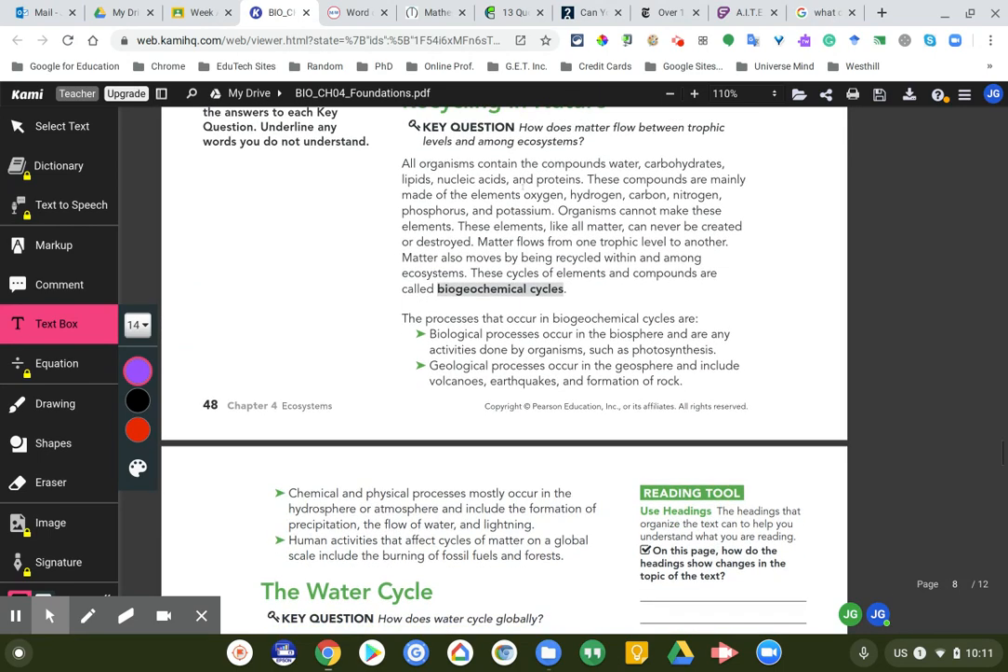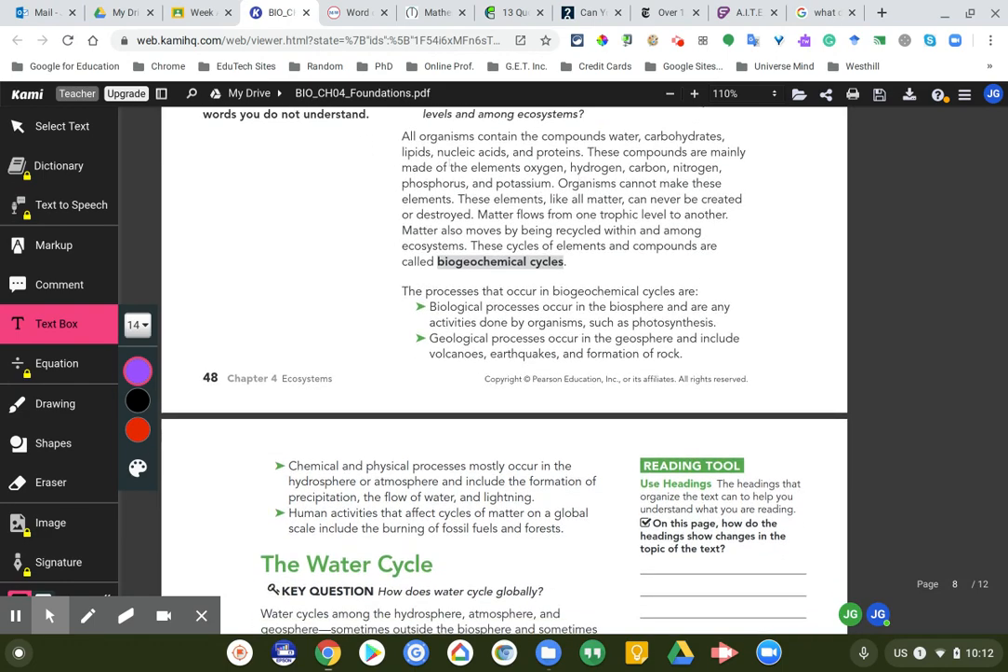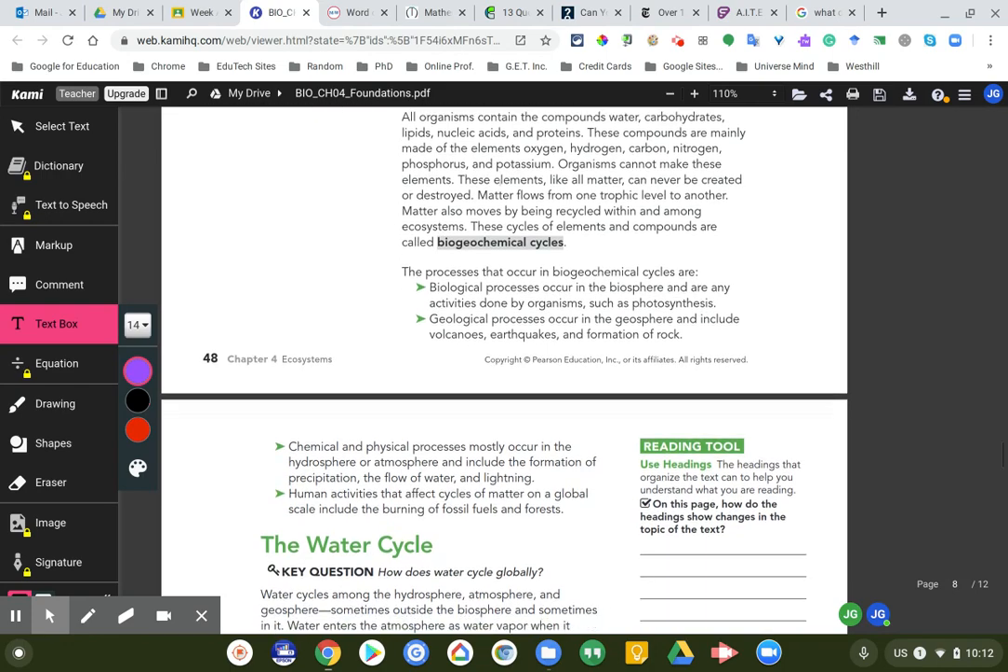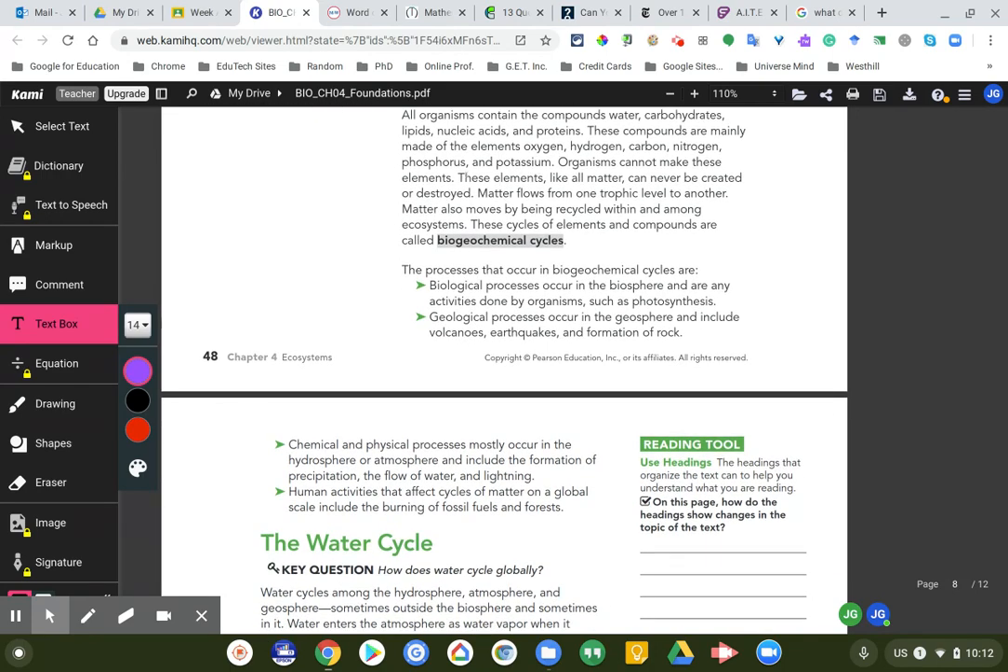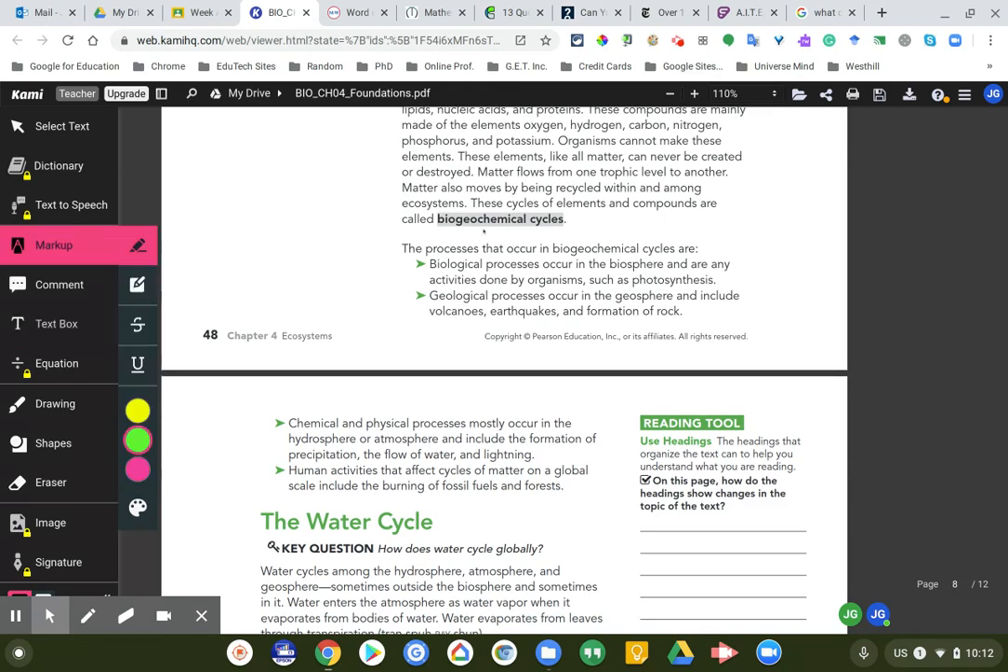Actually, recycling in nature. So how does matter flow between trophic levels among ecosystems? All organisms contain the compounds water, carbohydrates, lipids, nucleic acids, and proteins. These compounds are mainly made of the elements oxygen, hydrogen, carbon, nitrogen, phosphorus, potassium. Organisms cannot make these elements. These elements, like all matter, can never be created or destroyed. Matter flows from one trophic level to another. Matter also moves by being recycled within and among ecosystems. Okay, that's pretty important.